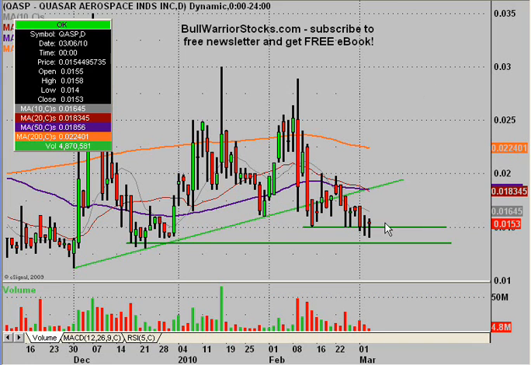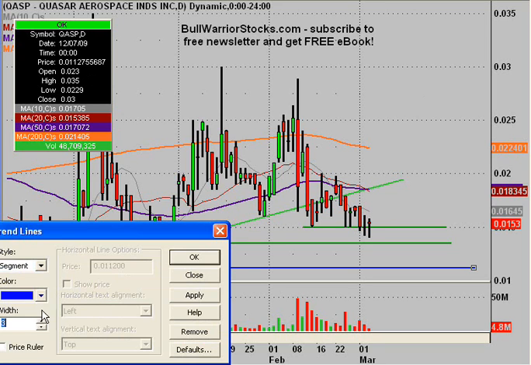Now, if this support zone doesn't hold, then it's looking like the next price target and next area where the price is going to be headed is down here to this low right here, which was hit back on the 1st of December. This point is at 0.011, and I'm going to make that extra thick because this is a very important support.